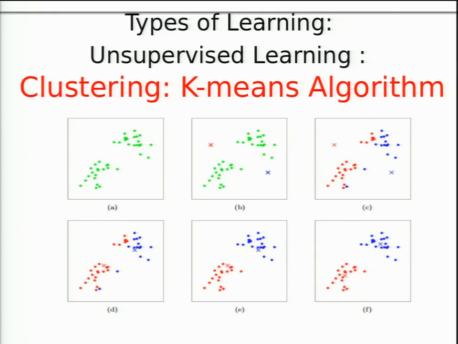Now I'm going to show you a video that shows k-means clustering in action. There are 4 clusters that the algorithm is trying to find. The algorithm starts with some random points as the cluster centers, and in the course of time it converges to the right clusters.